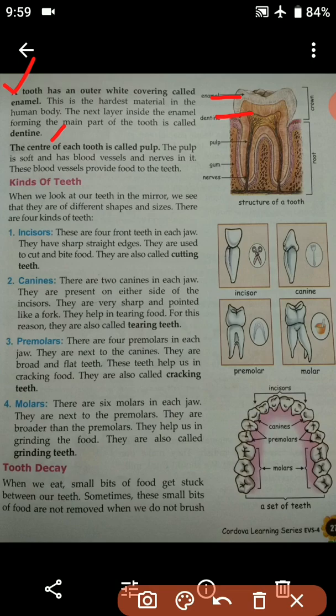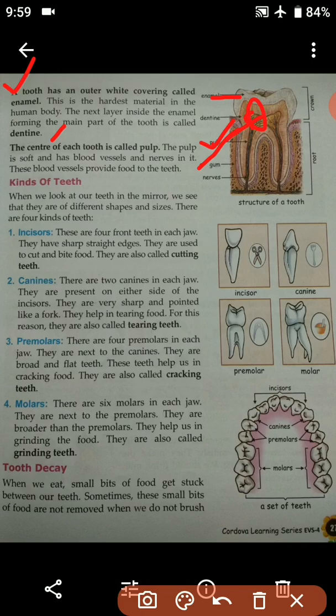So the center of each tooth is called pulp. So this one is in the center of each tooth. That means this one is in the center of our tooth. And the pulp is soft and has blood vessels and nerves in it. So students, you can see over here, these are the nerves or the blood vessels, okay? And this blood vessel provides food to the teeth. So these blood vessels are responsible for providing food to our teeth, okay?